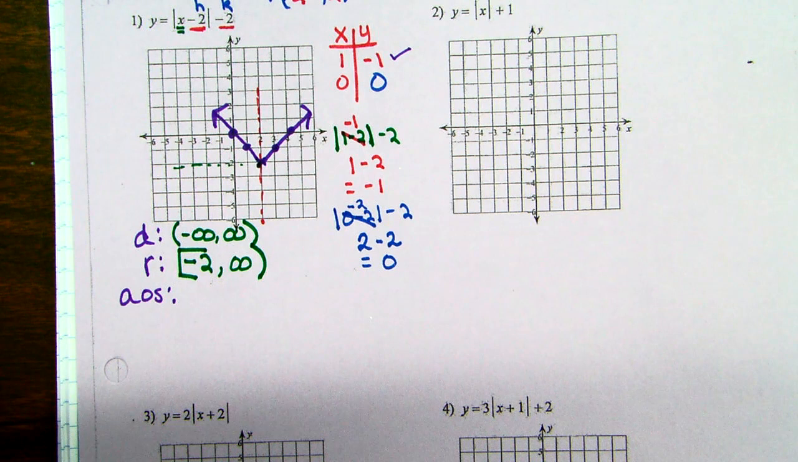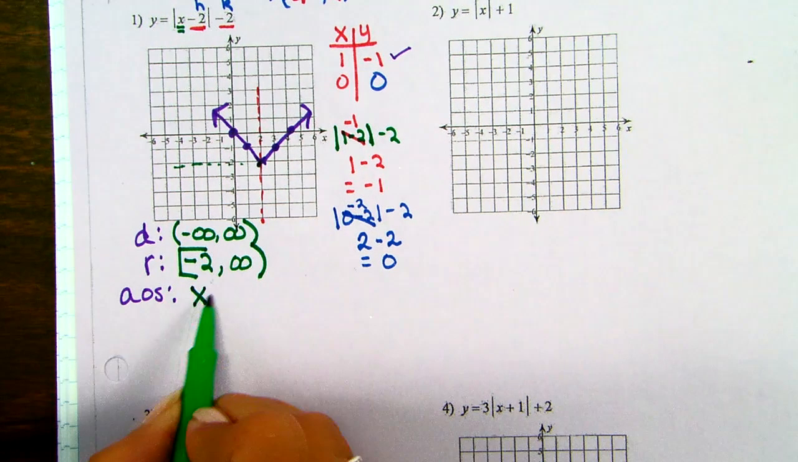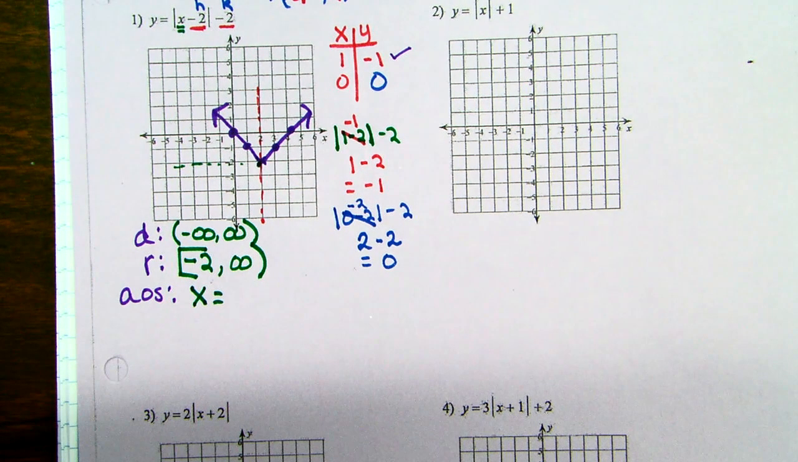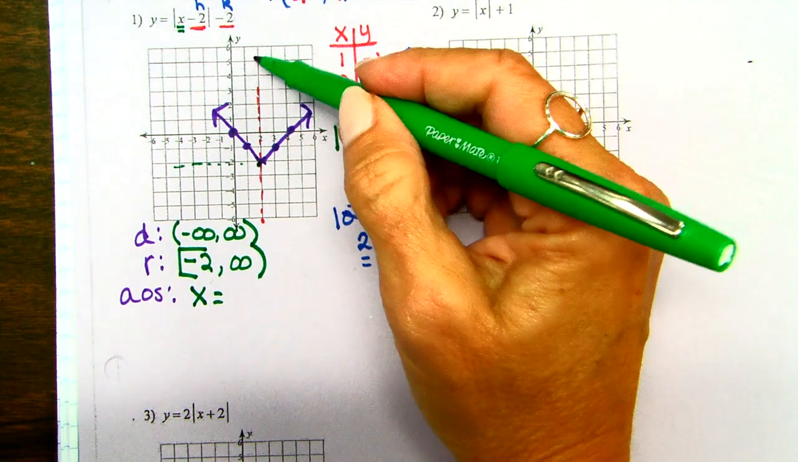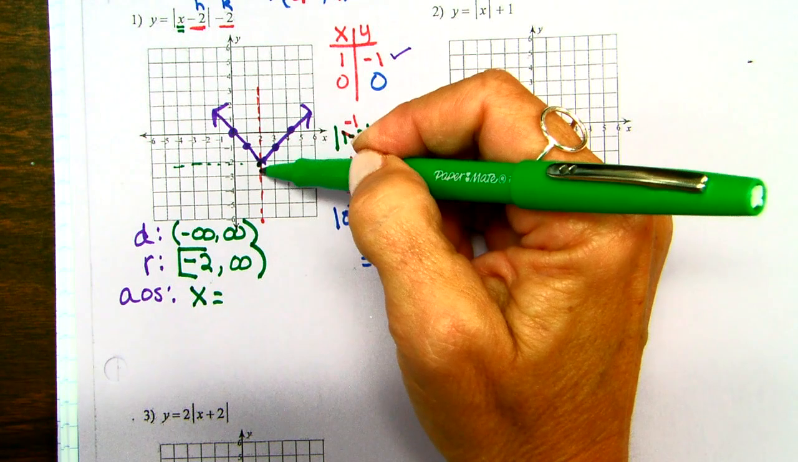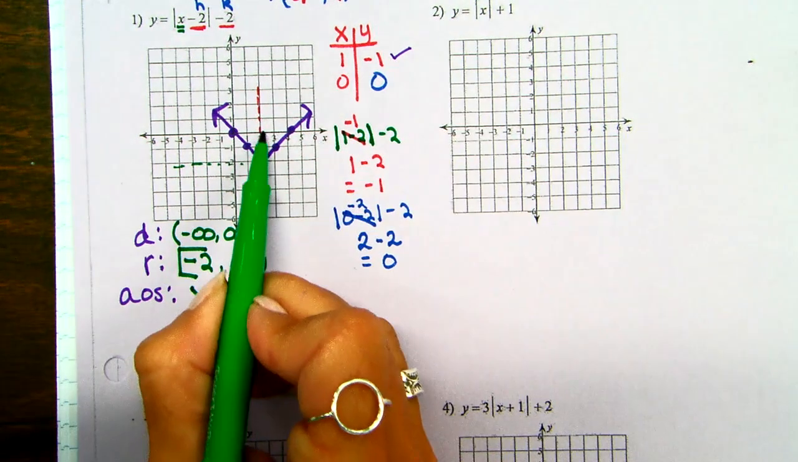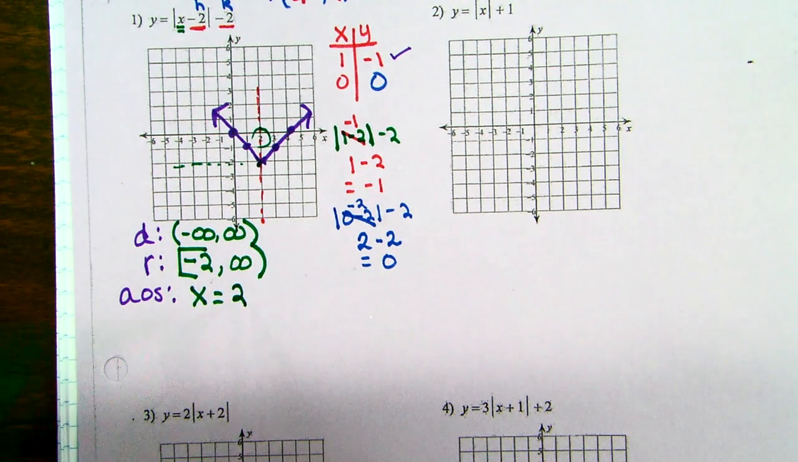And lastly, your AOS always starts with x. It's not going to be y. It's x because it's a vertical line. And it always goes right through the vertex, which is at 2. Okay. Question on the first one? I'm going to do more with you.